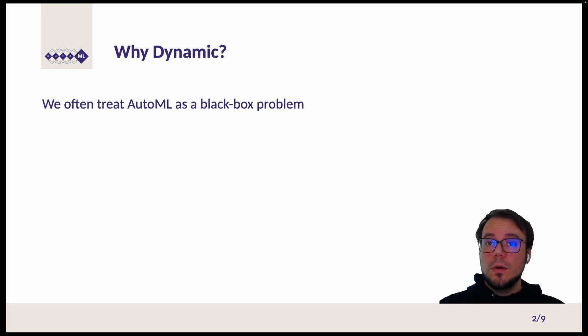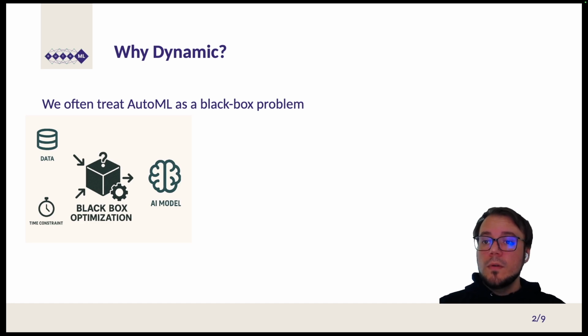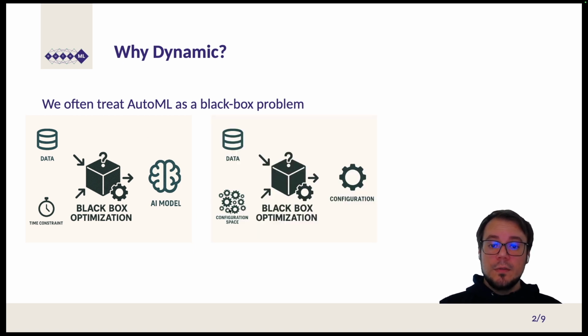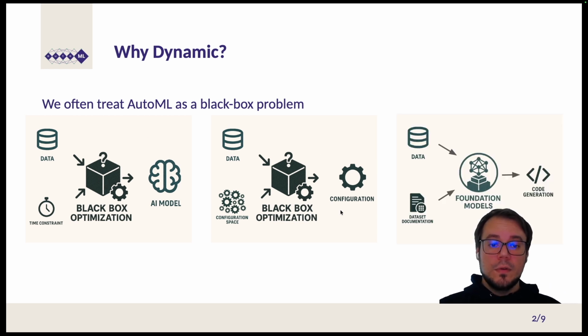Right? And we often treat AutoML as a black box problem that you have also seen quite extensively in the prior lectures. So early on, we have already seen these different black box views. For example, in this view, we take the time constraint and a data set as input to a black box, which outputs an AI model. We also often talk about data and configuration space as an input to a black box, which then produces an optimized configuration. And we have also seen approaches of how to use foundation models in the same manner, where we have, for example, a dataset documentation and the data such that the foundation model can generate some code output.